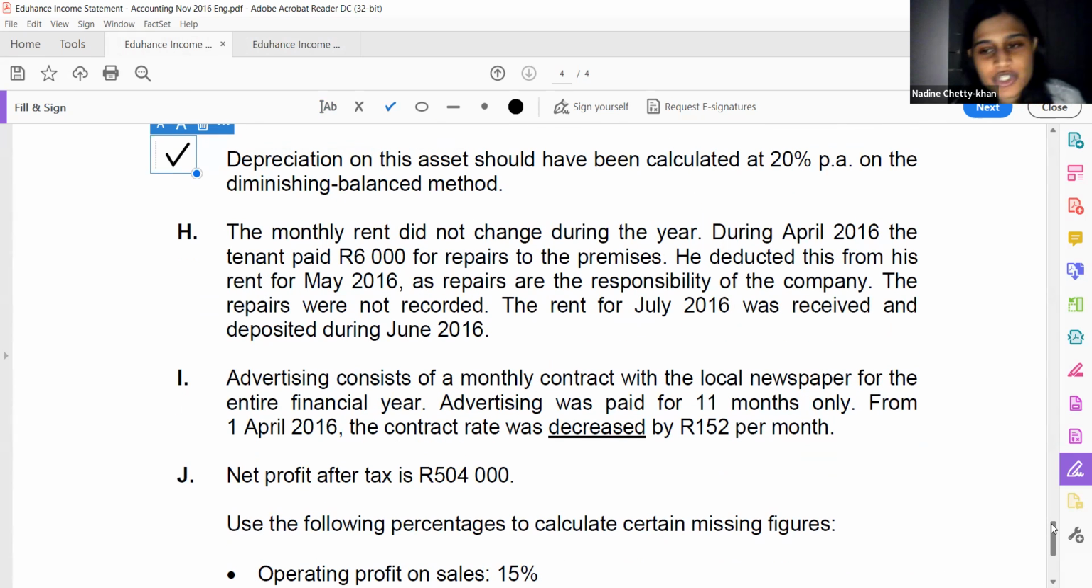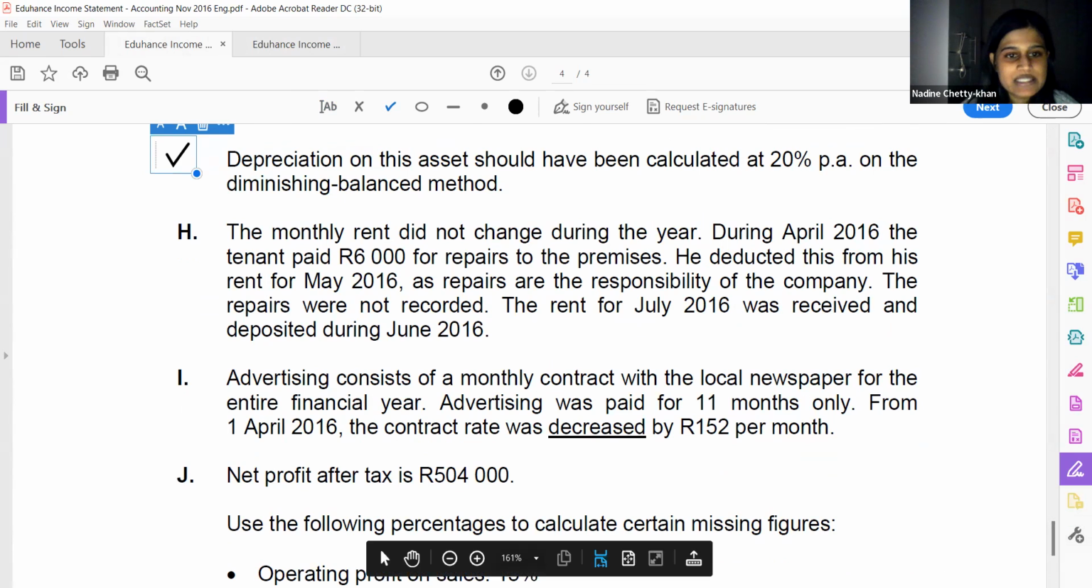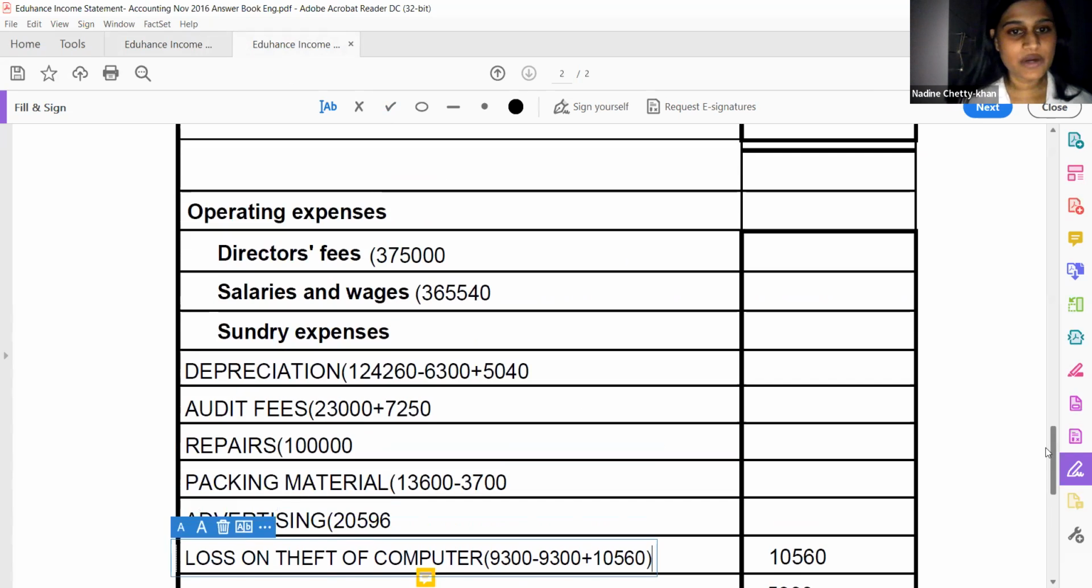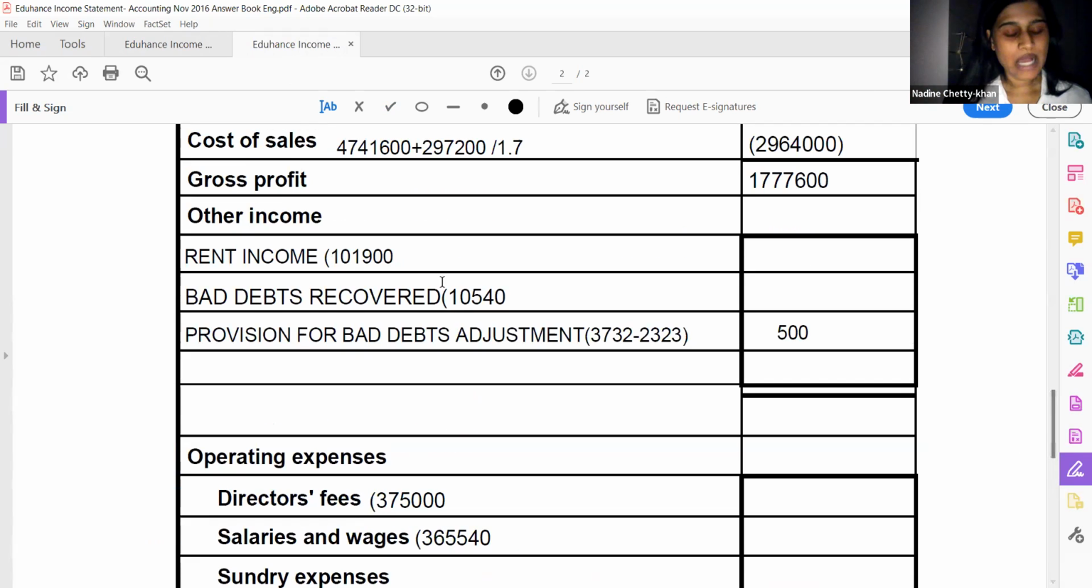Monthly rent did not change during the year. During April 2016, the tenant paid 6,000 Rand for repairs to the premises. He deducted this from rent for May 2016 as repairs are the responsibility of the company. The repairs were not recorded. Okay. So basically, the rental income we earned for May was 6,000 Rand less, because the person said, okay, we're going to fix it, we'll just take the money from rent. But for our records, our rental income must still be that amount, including the 6,000.